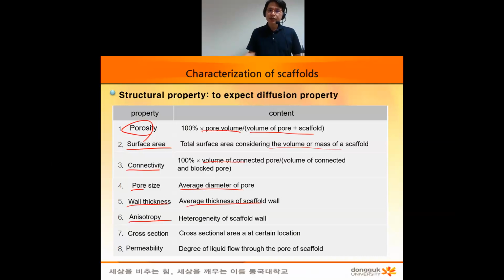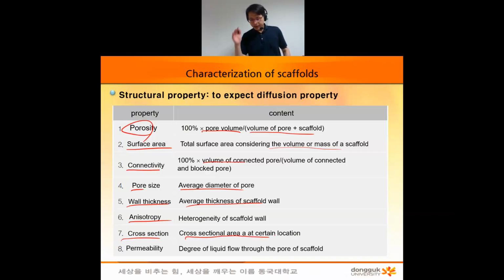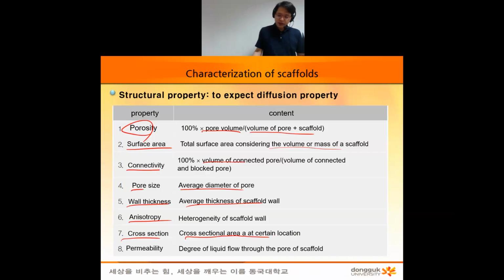Anisotropy is the heterogeneity of the scaffold wall. Anisotropy is a difference in dimension in a certain direction. For example, a certain wall is very large in one direction and thin in the other direction. We call it anisotropic. Cross section is the cross-sectional area at a certain location. Permeability is the degree of liquid flow through the pores of scaffolds.